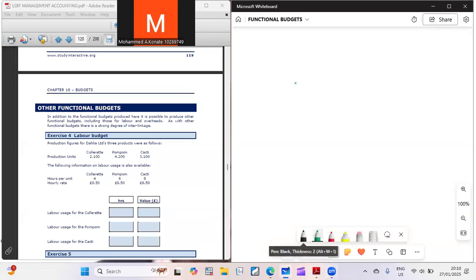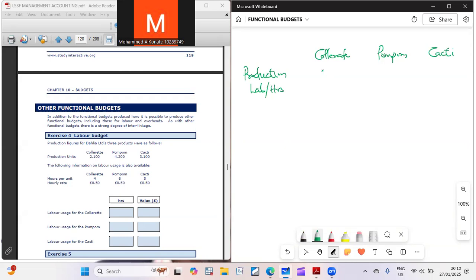So we have the 3 products: color rich, pom pom, and we have the cut. So we said you have to start with the labor required, right? And that one is the production units multiplied by the labor hours per unit.